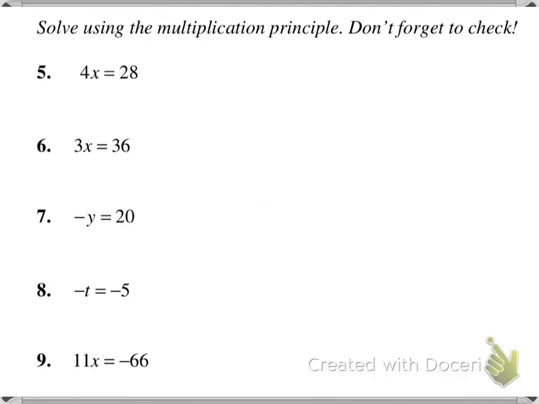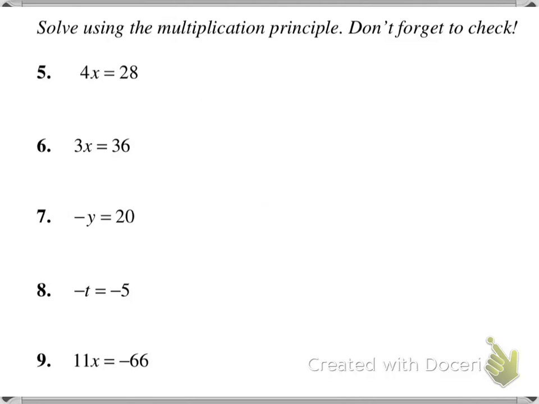So now let's look at a couple of these. We won't solve all of them, but we will do a couple. Let's start with the first one, number 5. We have 4 times x equals 28. Well, we want to get x by itself. So there's actually two different ways you can think of this.